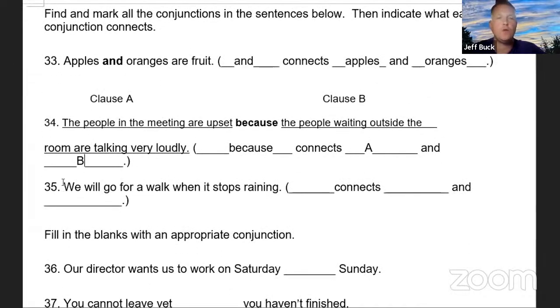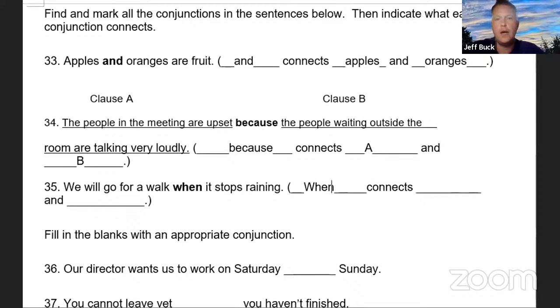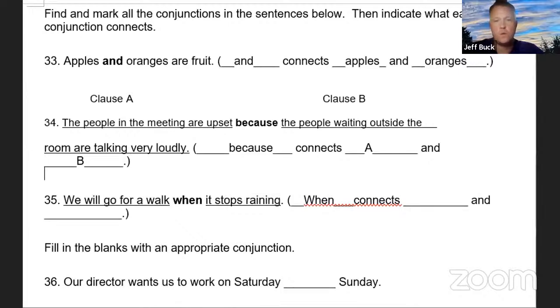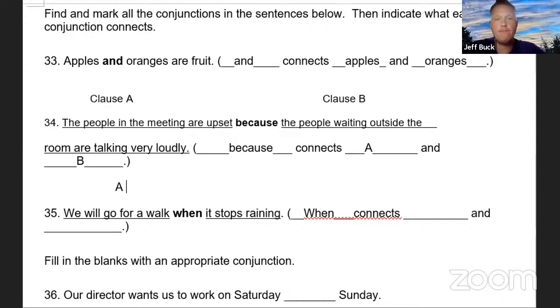35, we will go for a walk when it stops raining. Where's the conjunction? It's "when." And again, we have two clauses. We will go for a walk, and it stops raining. Clause A and clause B. So "when" connects A and B.